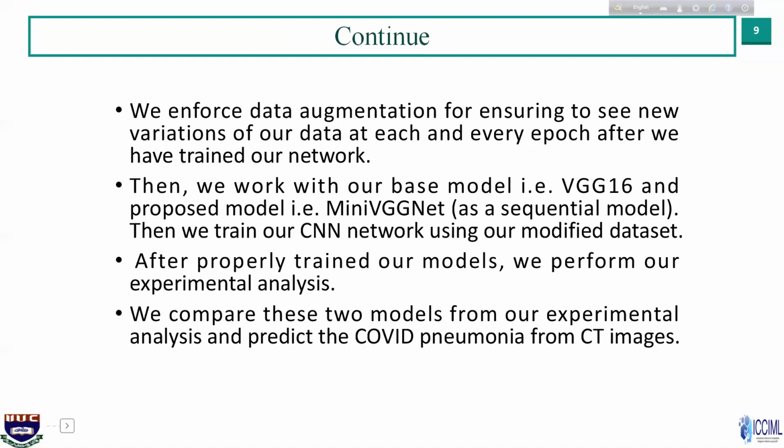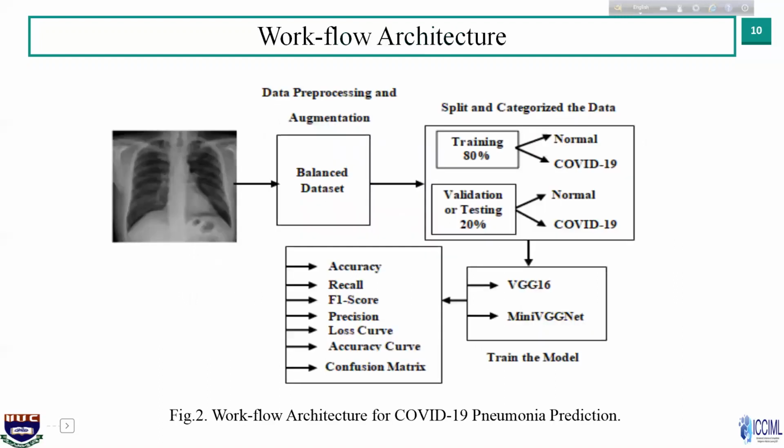After properly training our model, we perform our experimental analysis and comparison. We compare those 2 models from our experimental analysis and predict COVID pneumonia from CT images. Here is our workflow architecture, where we can see that we make our balanced dataset by using data preprocessing and augmentation procedures. Then we split and categorize our data. After that, we train our model. And finally, we do our experimental analysis on the basis of accuracy, loss curve, accuracy curve, confusion matrix, and so on.